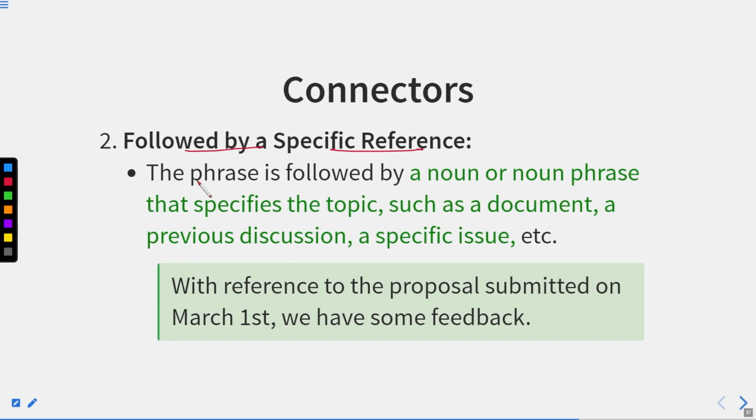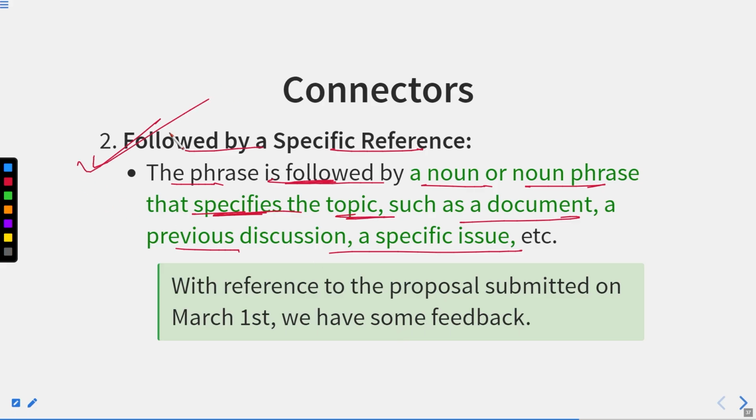Followed by a specific reference. This phrase is followed by a noun or the noun phrase that specifies the topic, such as the document, a previous discussion, or a specific issue. So this one is very, very important. After "with reference to," we should write either the noun or the noun phrase that contains the information about what has to be discussed in that matter, or what will be the matter of that discussion.